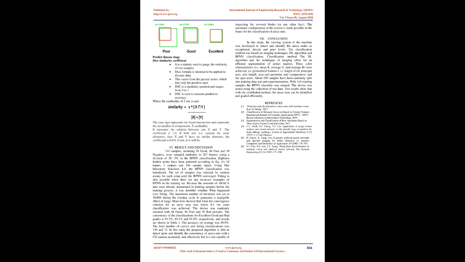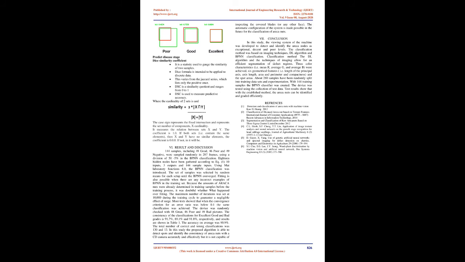144 samples, including 49 good, 46 poor, and 49 negative, were sampled randomly in 287 frames, using a division of 50-50% in the BPNN classification. 18 hidden nodes were gathered according to Equation 1, with 10 inputs, 3 outputs, and 144 sample inputs. Using MATLAB functions 8.0, the BPNN classification was introduced. The set of samples was selected by random means for each setup until the BPNN converged. Overfitting is also possible when there are any incorrect examples of BPNN in the training set.